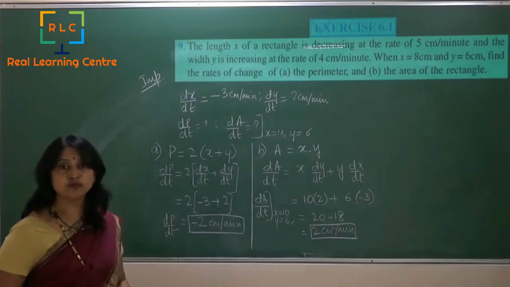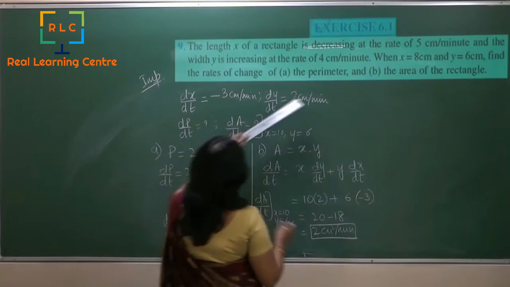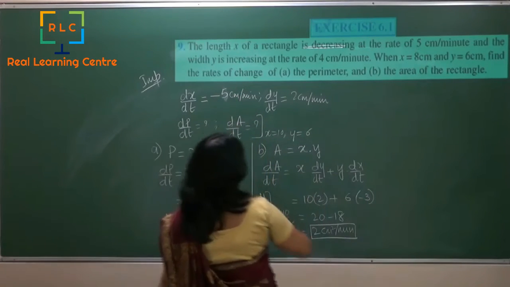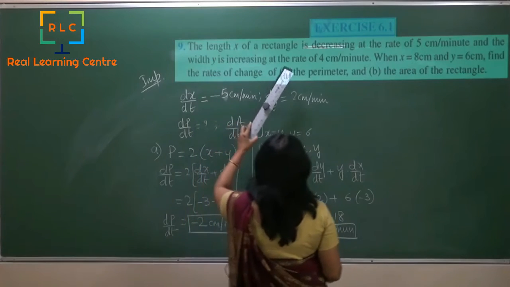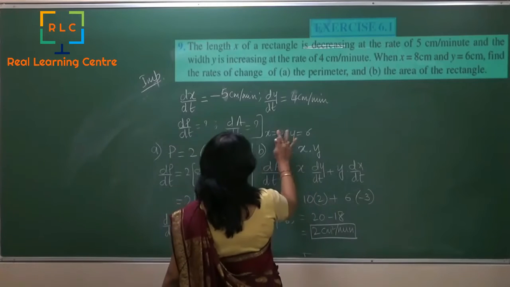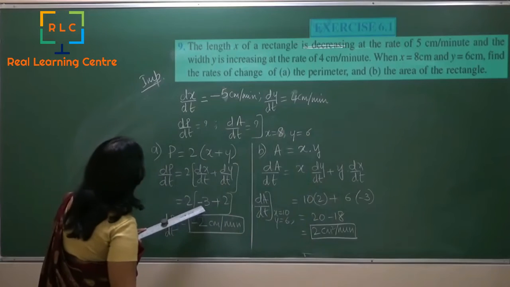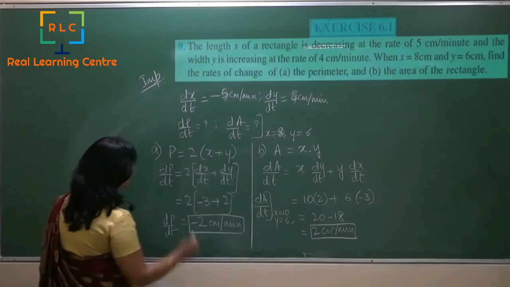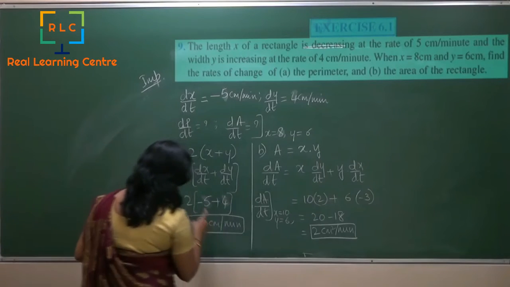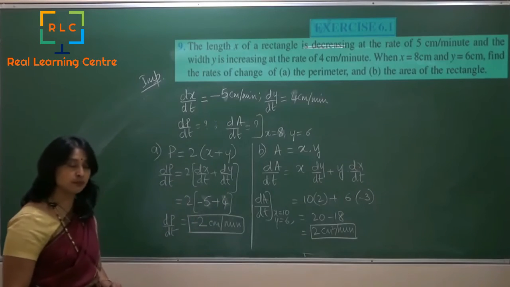Question number 9 will be your homework, children, wherein dx by dt is 5 centimeter, so this will be 5, and width y is increasing at the rate of, this is going to be 4, and they're asking the same thing when x is 8 and y is 6 itself. So it will be the same thing again, only these numbers will change. So dx by dt, I'll replace this minus 3 as minus 5 and this as 4. Once again you get the same answer. 4 minus 5 is minus 1. Minus 1 into 2 is minus 2 centimeter per minute.